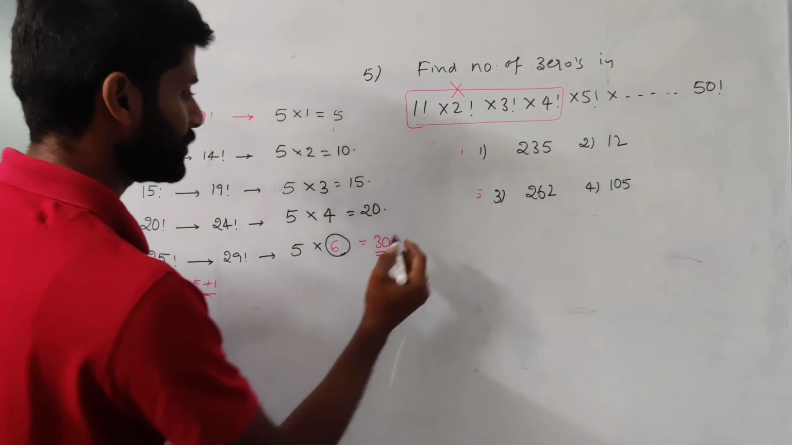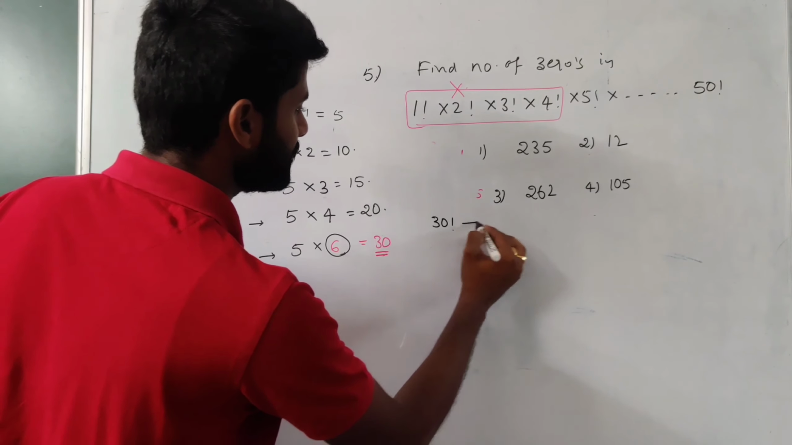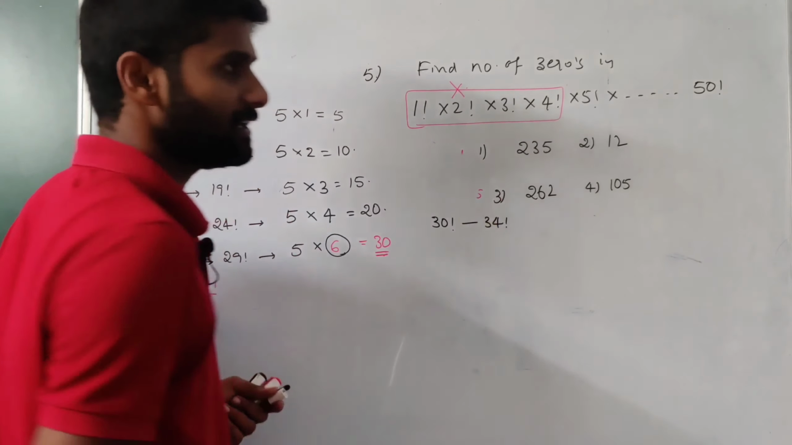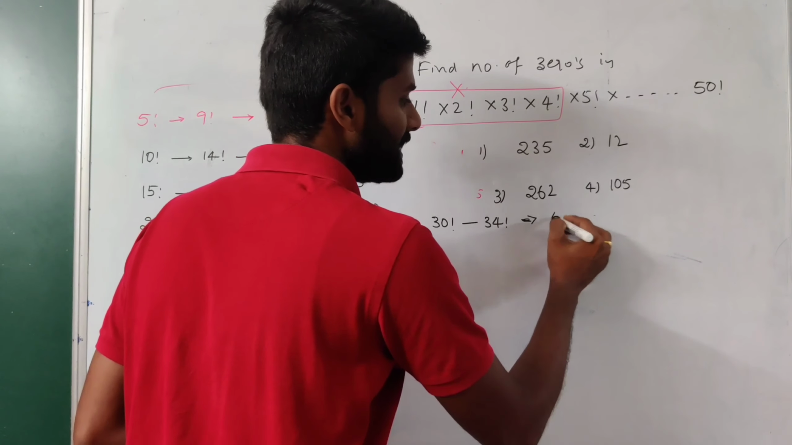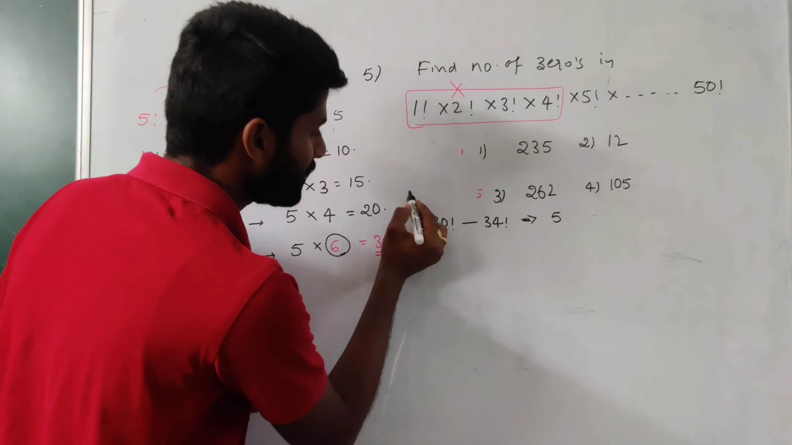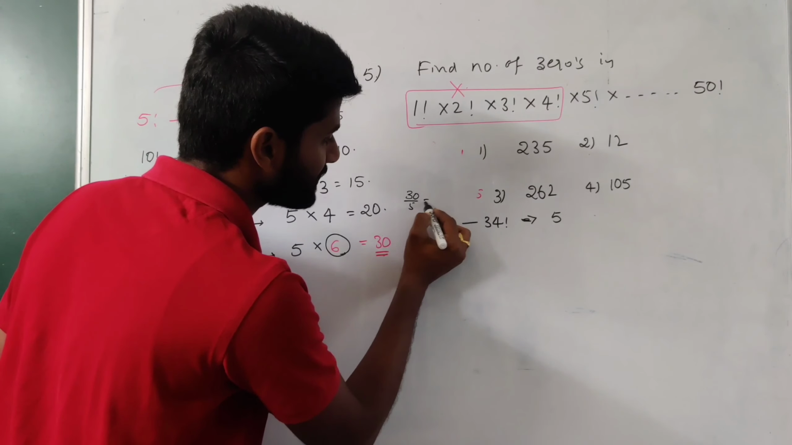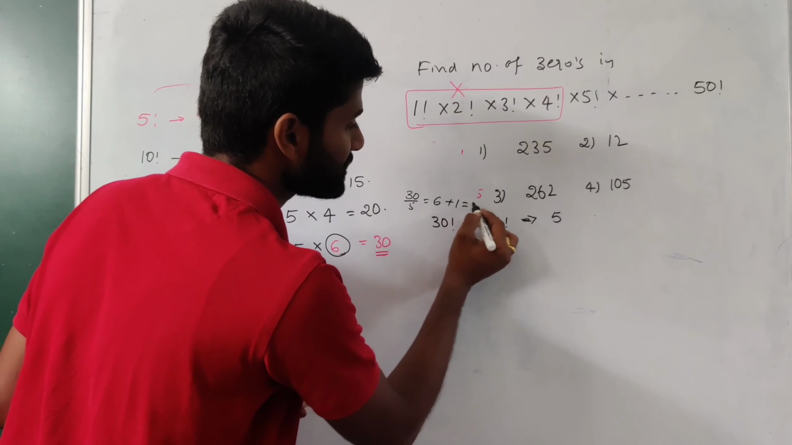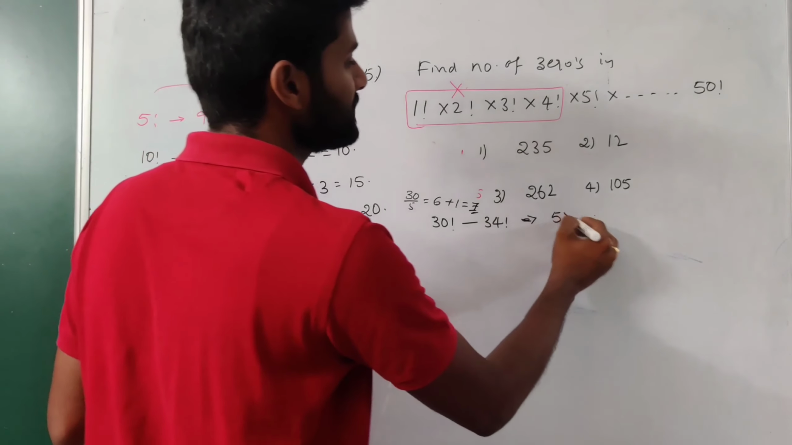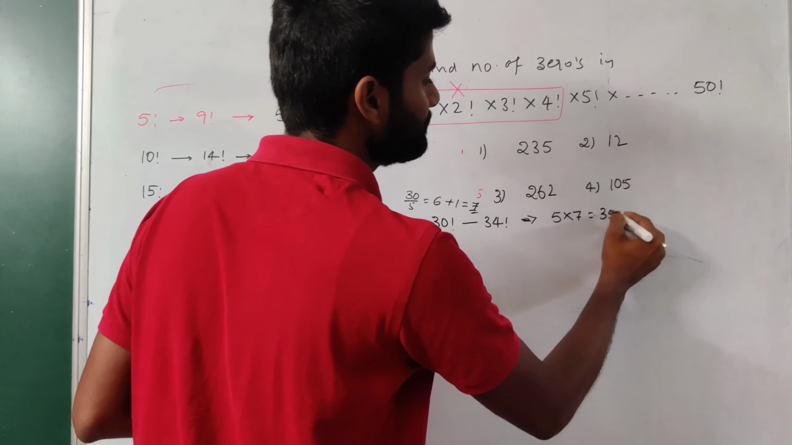Next one. Continue. We'll go with 30 factorial to 34 factorial. The total numbers between 30 to 34 factorial are 5 numbers. And for the number of zeros, 30 divisible by 5, the value becomes 6. Again 6 divisible by 5, the value becomes 1. The value becomes 6 plus 1 is equal to 7. Means 5 into 7, the value becomes 35.